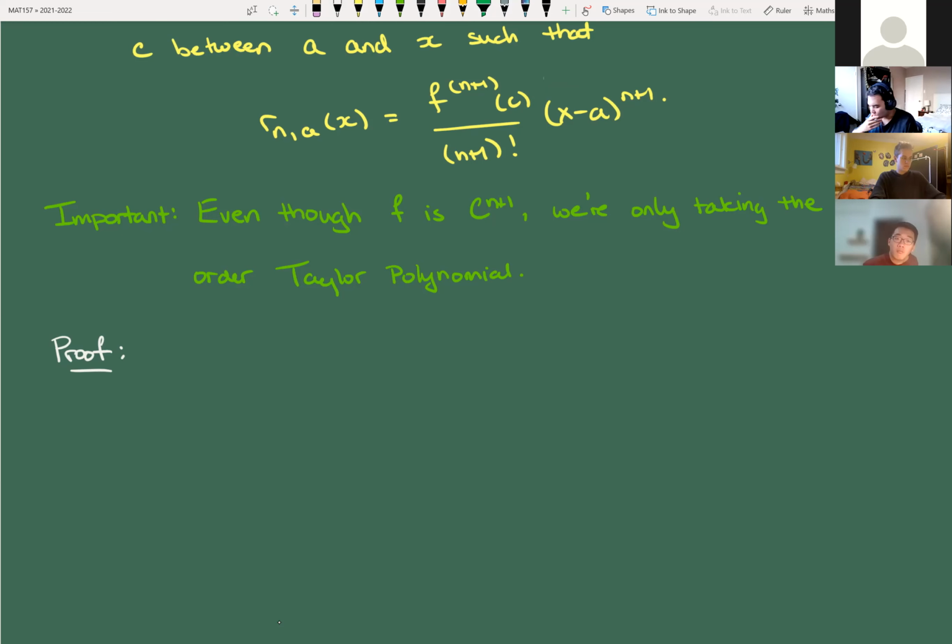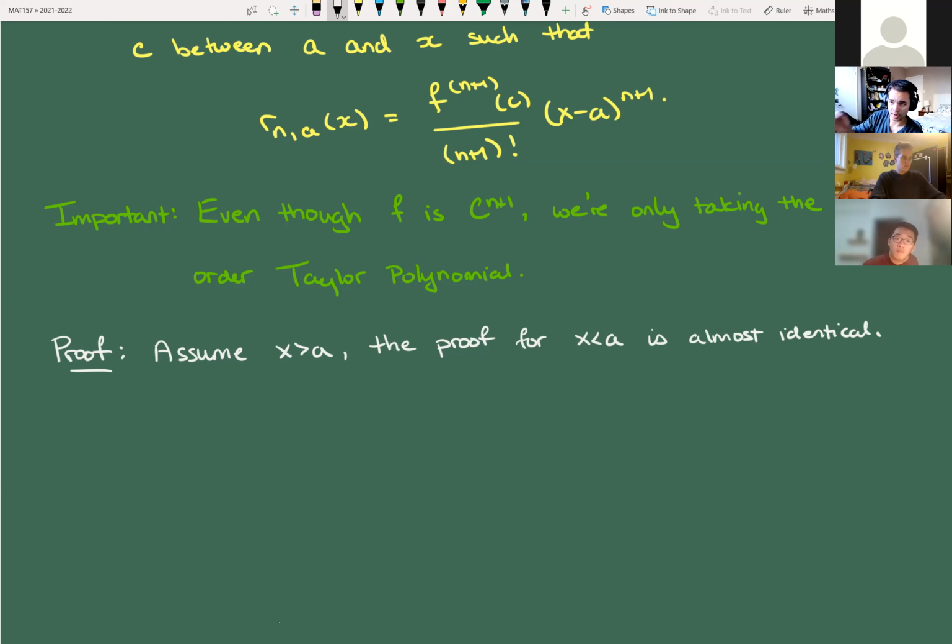Okay, so what I'm going to do is assume that x is bigger than a. The proof for x less than a is almost identical. Almost nothing changes. The advantage of saying x is bigger than a is that I'm actually going to be able to say that c is now between a and x, that is, a is less than c is less than x. So we don't have to deal with this ambiguity. This is the only reason that I'm doing this.